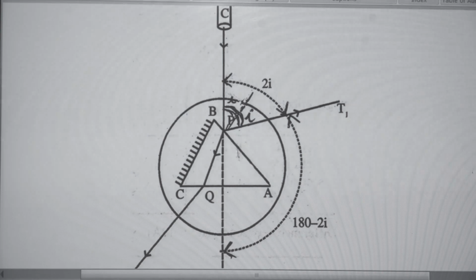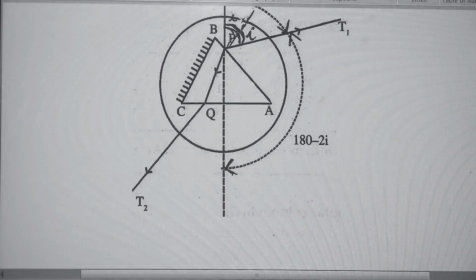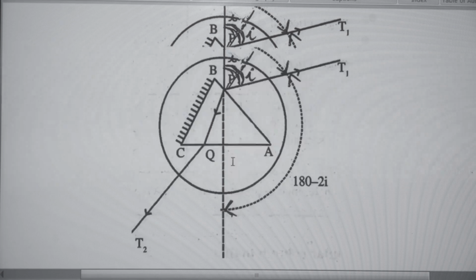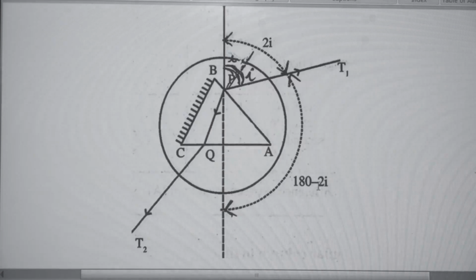Now you can observe the diagram here. This is the collimator. This is the position of the telescope. So the total angle is 180 degrees. Here this I is 40 and the angle of reflection is also 40. Therefore 2I is equal to 80. Now the remaining angle should be 180 minus 2I, or 180 minus 80, that is 100. So we are calculating the value of 180 minus 2I.